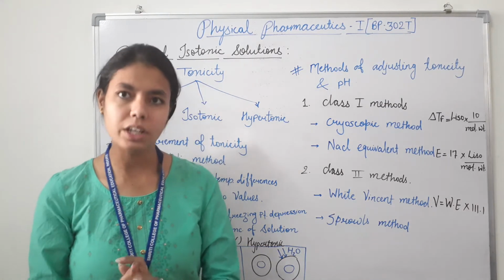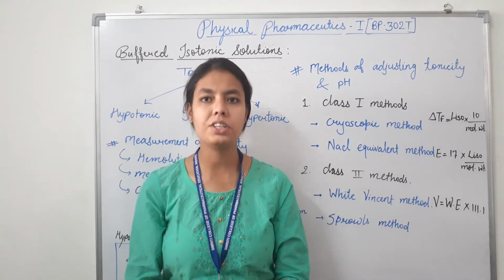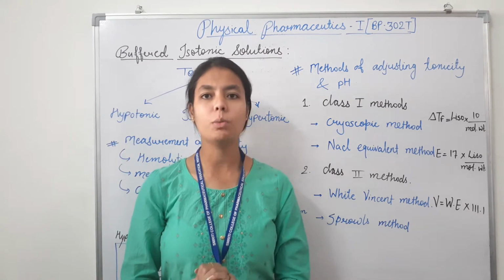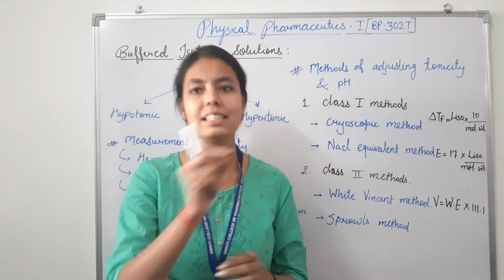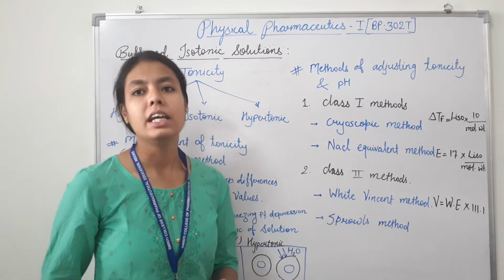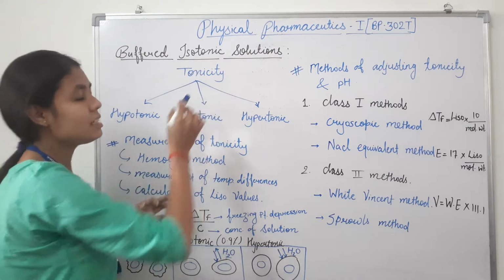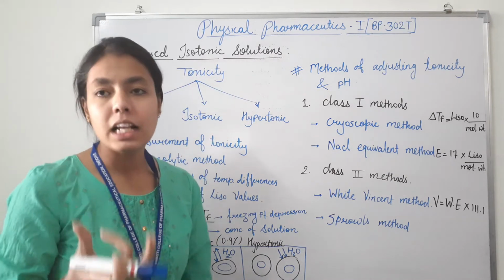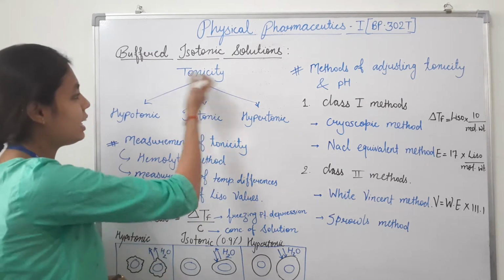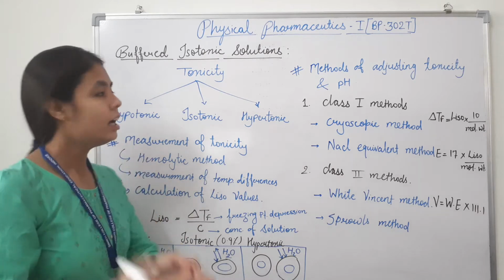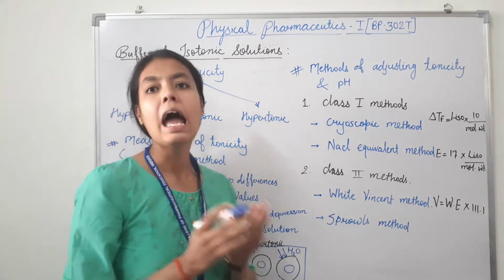Buffered isotonic solutions are the pharmaceutical solutions that are meant for application to delicate membranes of the body, and they should be adjusted to the same osmotic pressure as that of the body fluids. If we differentiate on the basis of tonicity, the pharmaceutical solutions are categorized into three basic categories, that is isotonic solution, hypotonic solution and hypertonic solution.